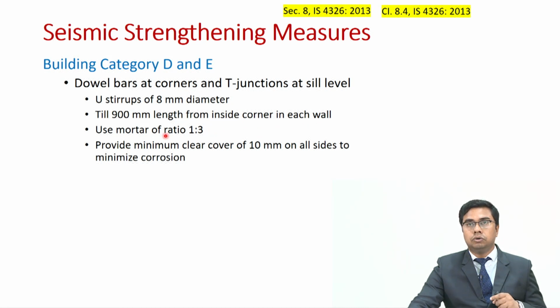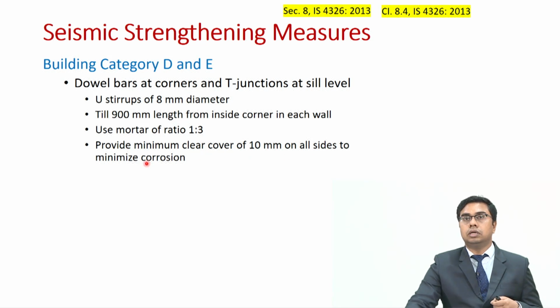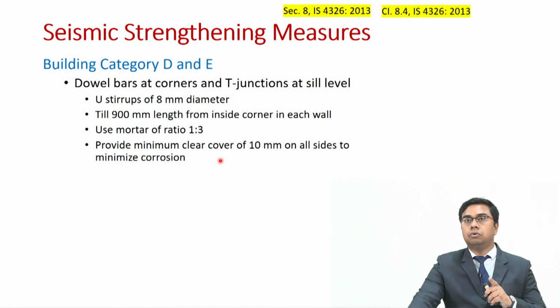We need to use mortar of ratio 1:3 or richer, that is 1:3 is okay, 1:2.5 is perfectly fine, there is no problem with that. This is the ratio of cement to sand. So a rich mortar is to be used, and minimum clear cover of 10 mm on all sides to minimize corrosion. But typically I would suggest that you should have a minimum clear cover of 15 mm, because the code also states it to be minimum 15 mm at one instance, and at other instances it tells you to have minimum of 10 mm. So conservatively it should be taken as 15 mm.